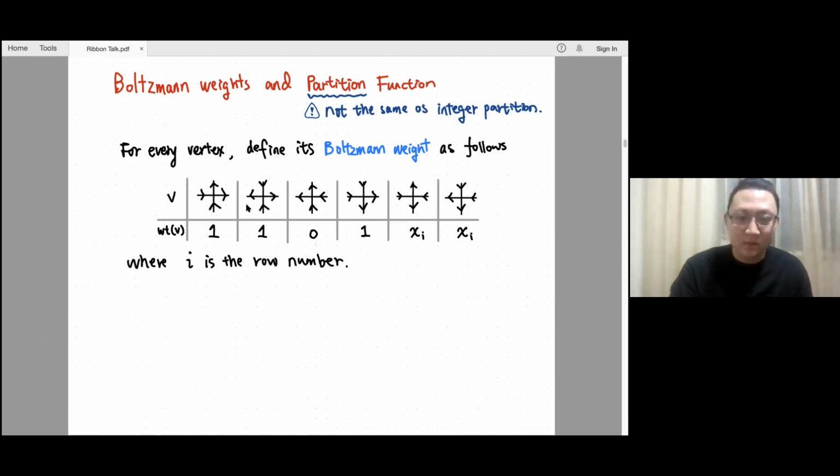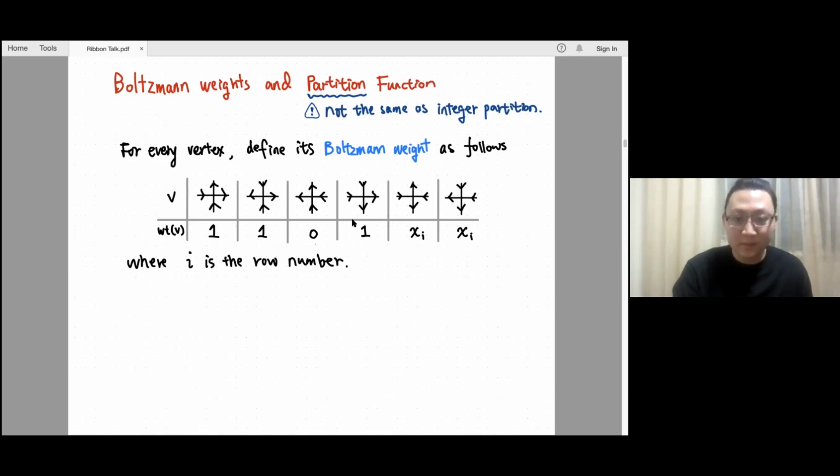For the first 2 vertices, they are weighted 1, and the 3rd vertex is weighted 0. Which basically means that we are not allowing this vertex, because whenever it's not allowed, we put a 0 there. And then the last 2 vertices are weighted with something non-trivial, which is x sub i, and i means that this vertex appears in the ith row.